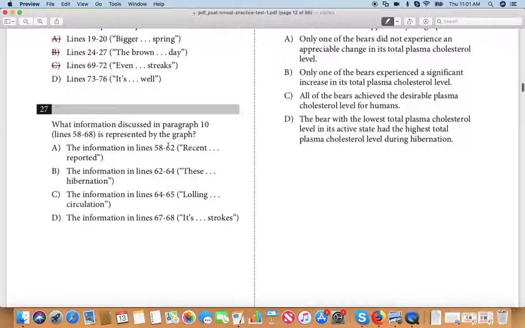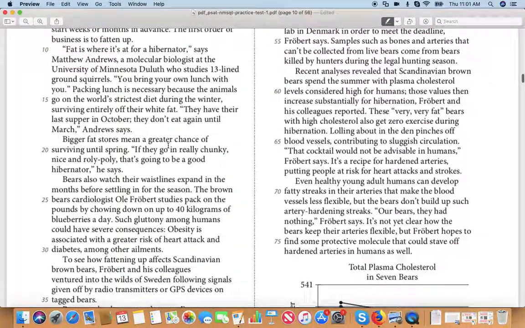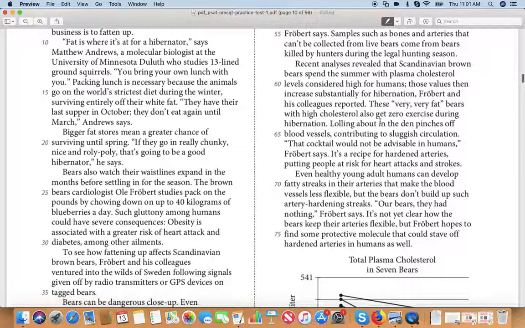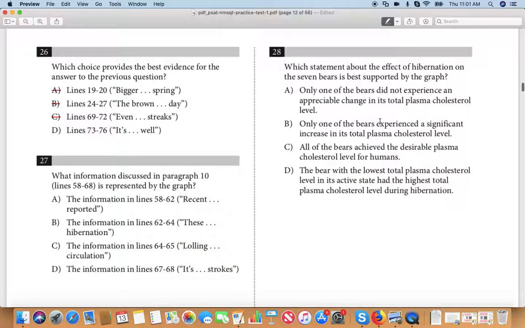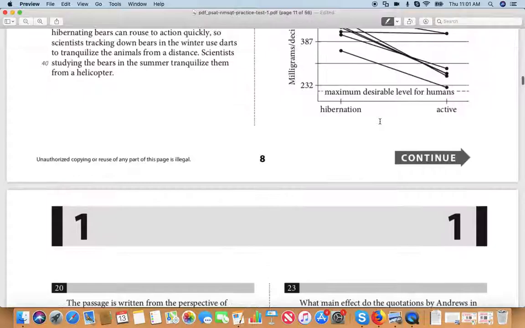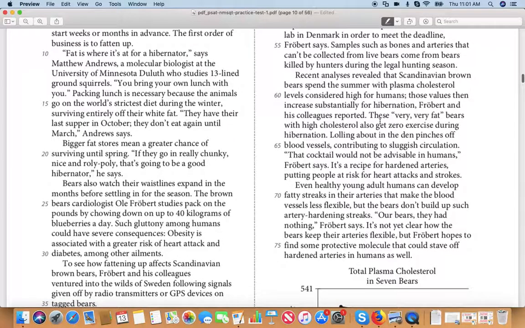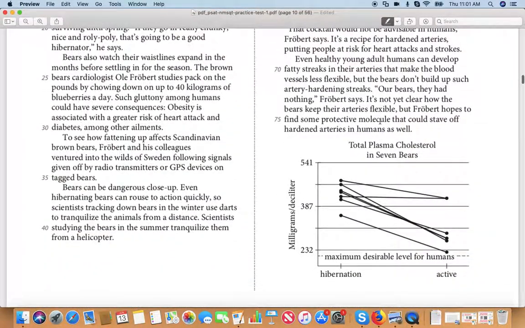Okay, so read lines 58 through 62, please. See if that's represented in the graph. Recent analyses revealed that the Scandinavian brown bears spend the summer with plasma cholesterol levels considered high for humans. Those values then increase substantially for hibernation, Robert and his colleagues reported. Okay, good. Sorry to cut you off a little bit earlier there. Is that represented in the graph? Yeah, that is. High for humans. They increase for hibernation. It looks pretty good. Let's keep it.